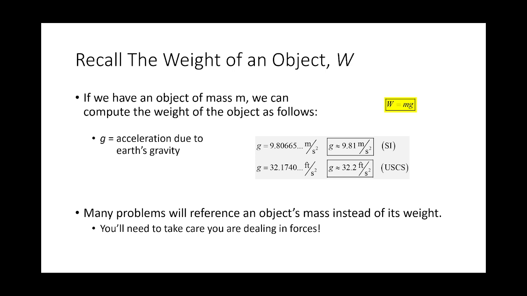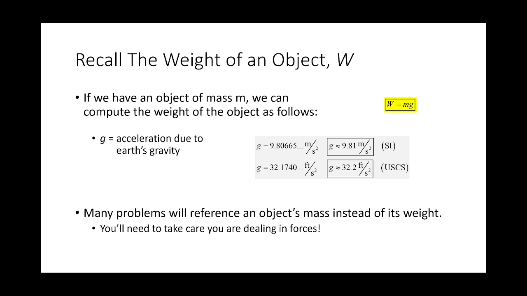If I give you a problem and I say you've got this 50 kilogram mass, that should spark a fire in your head. Say, whoa, mass. Mass is not a force. Weight is a force, okay? So automatically I need to convert that. Remember, the weight of an object is equal to its mass multiplied by the acceleration due to gravity. So in SI units, we can take that as 9.81 meters per second squared. And in U.S. customary units, we can take that as 32.2 feet per second squared.